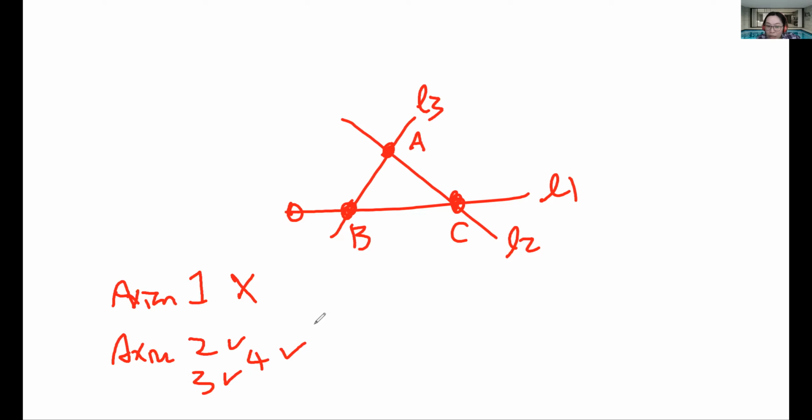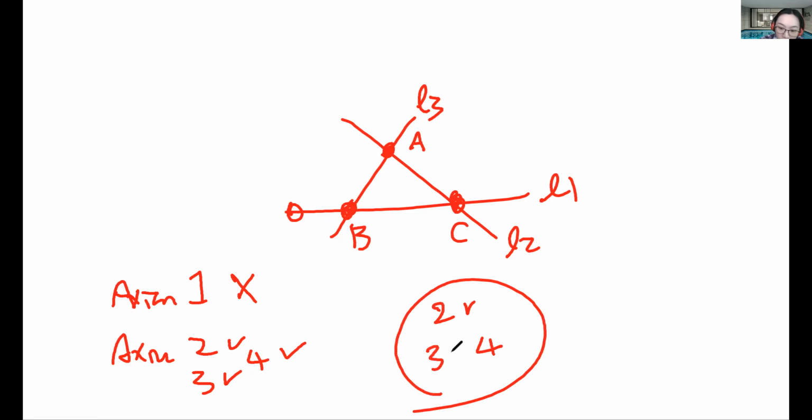If it's not independent, then let's say you have some picture, whatever this picture is, and you know 2, 3, and 4 already hold. If 1 really relies on 2, 3, and 4, then it should be able to be proved from 2, 3, and 4. So if you have a picture where 2, 3, and 4 are valid, then automatically 1 should also hold if 1 really relies on the other 3, right?